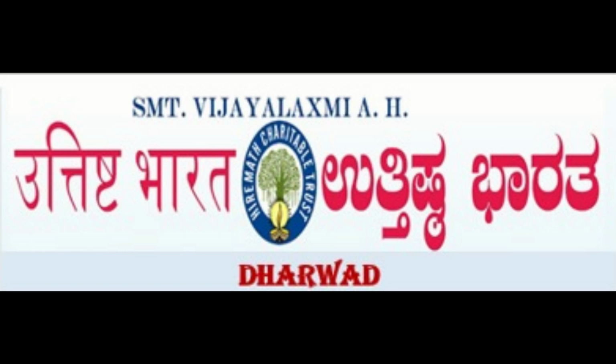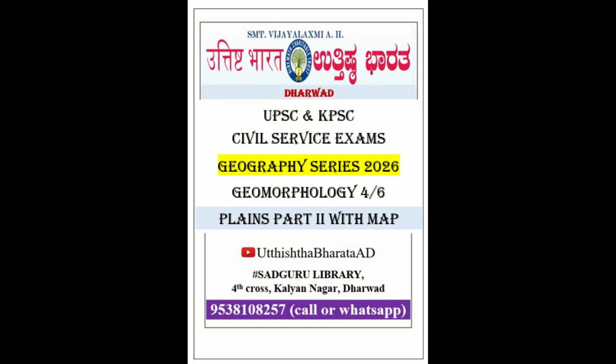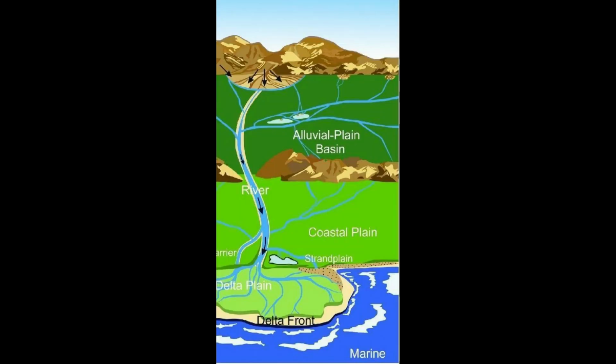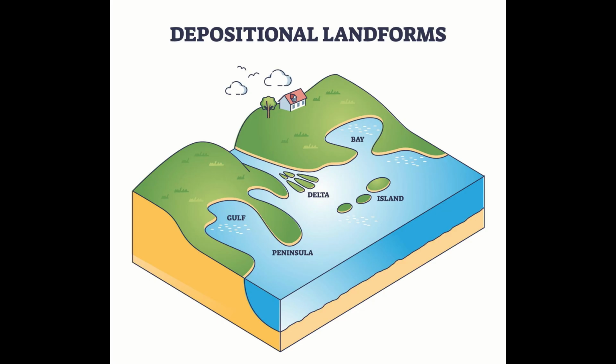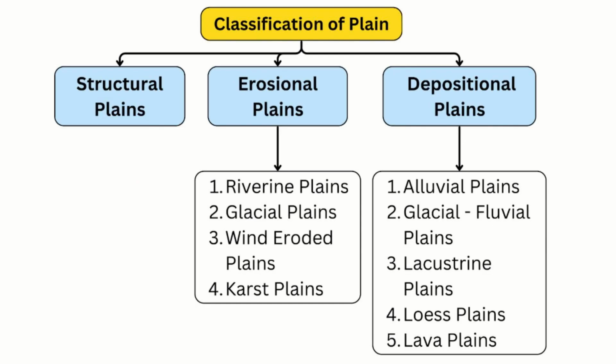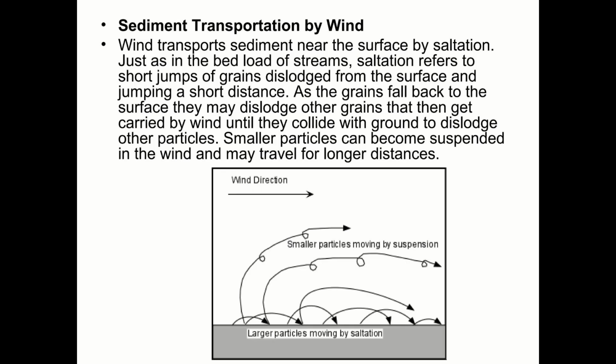Depositional plains are formed due to deposition of materials which have been transported by various agents of transportation: rivers, winds, and marine depositions. So, river deposition is generally referred to as one of the most widespread, forming alluvial plains.